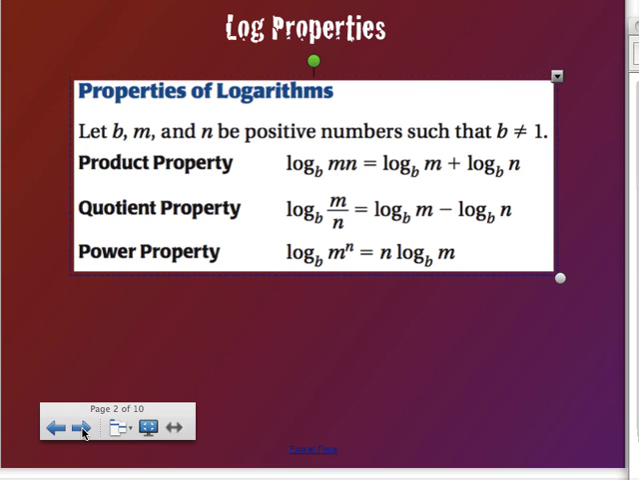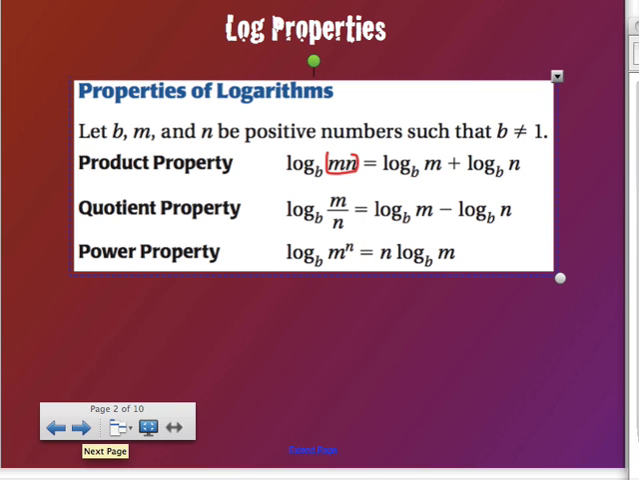From the top, it says let b, m, and n be positive numbers such that b is not equal to 1. Let's look at the product property. When you look at it, it says this: log base b of m times n.